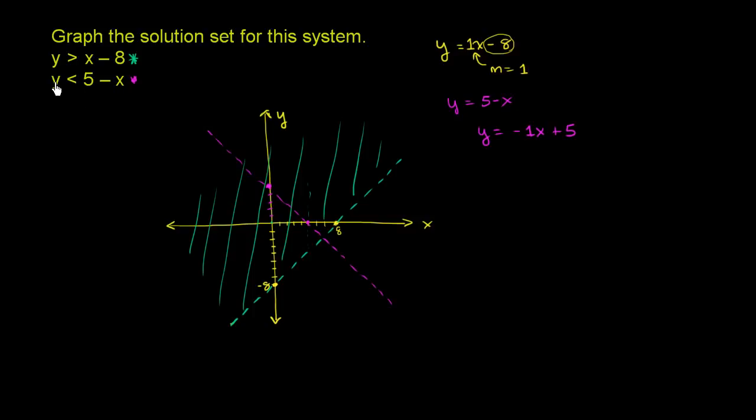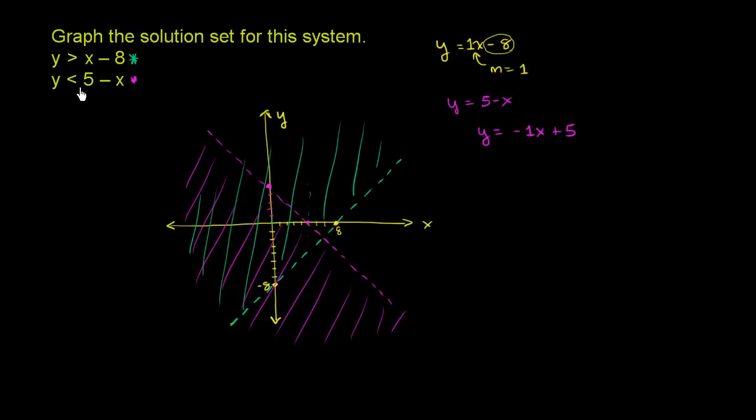If it was y is equal to 5 minus x, I would have included the line. If it was y is less than or equal to 5 minus x, I also would have made this line solid. But it's only less than. So for any x value, 5 minus x will sit on that boundary line. But we care about the y values that are less than that. So we want everything that is below the line. And once again, you can test on either side of the line.